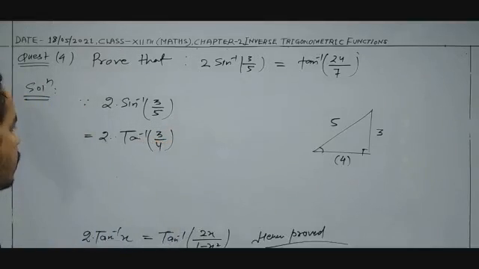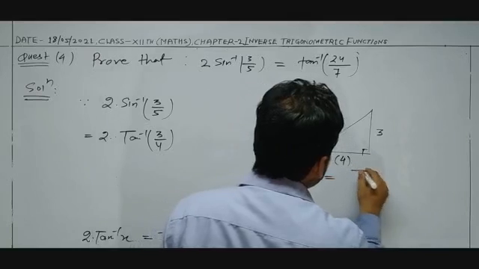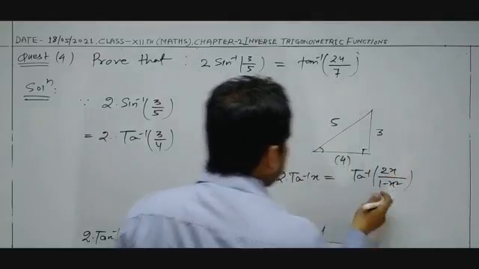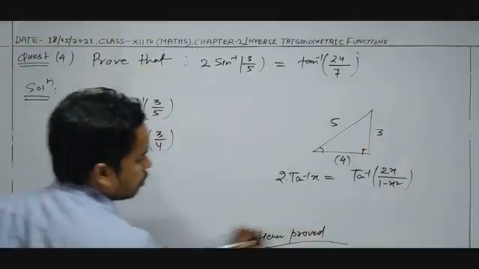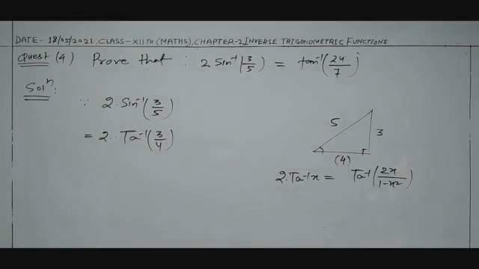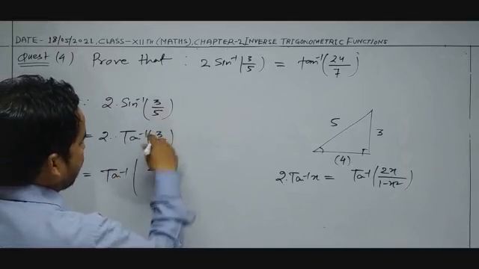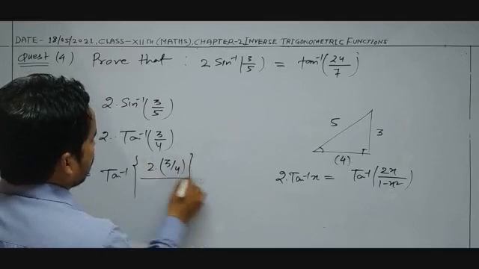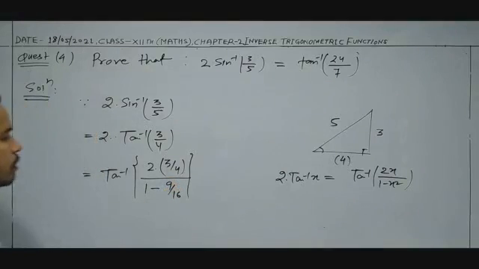And you know the formula, 2 times tan inverse x is equal to tan inverse of 2x upon 1 minus x square. This is the formula I have proved in question number 4. So 2 times tan inverse 3 by 4 can be written as tan inverse of 2 times x, at the place of x there is 3 by 4, and 1 minus 3 by 4 whole square means 9 by 16.